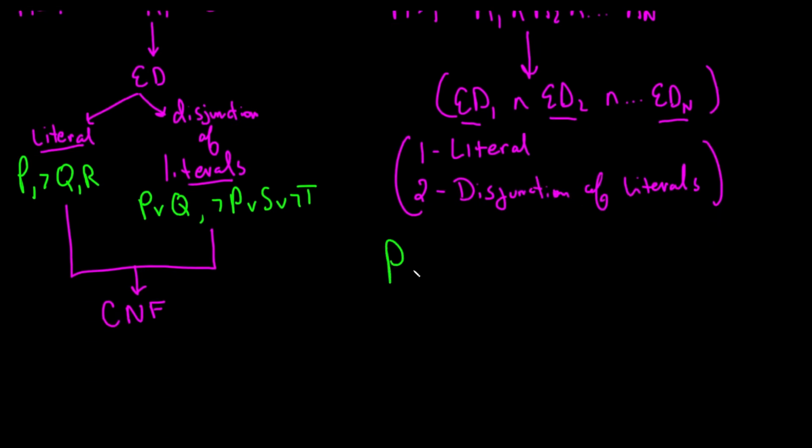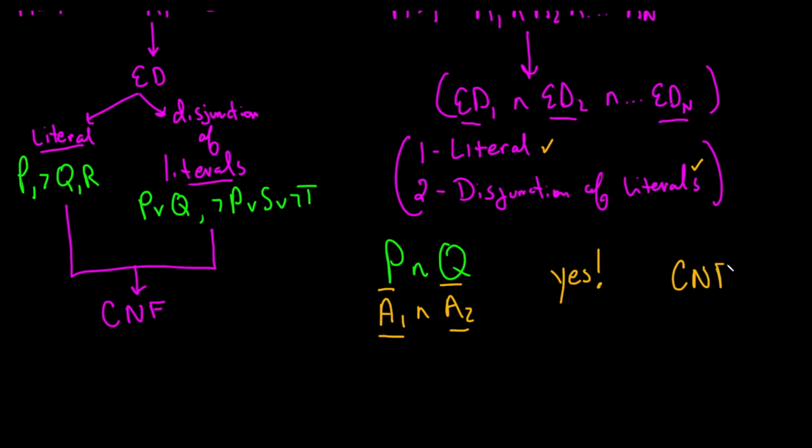Let's say we had P and Q. When we look at this formula, one thing that we see is, look, it is a conjunction and it has the form of a sub 1 and a sub 2. Now, is it the case that P, which is our a sub 1 here, and Q, which is our a sub 2 here, are elementary disjunctions? That is, are they literals or are they disjunctions of literals? The answer here would be yes. They are elementary disjunctions. And so we have a conjunction of elementary disjunctions, and so this formula would be in conjunctive normal form.